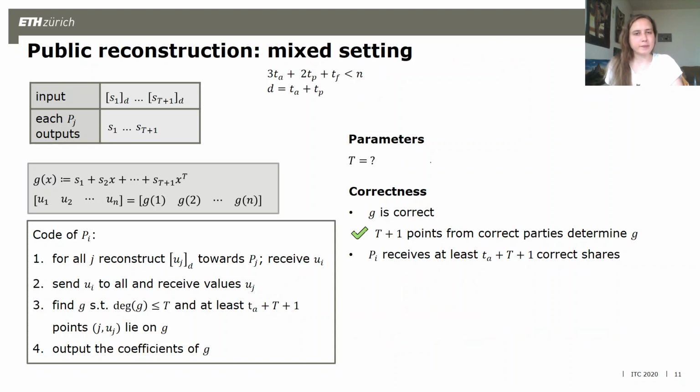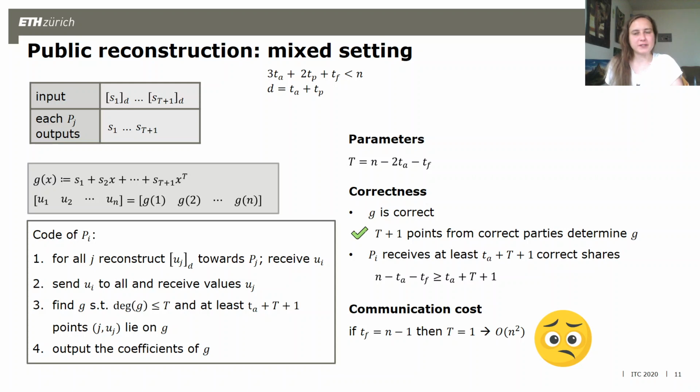Now, what about the mixed setting? So now we move to the mixed setting. Can we adjust t so that it still works? The first property of correctness still works, obviously. And for the second one, now P_i can only count on n minus t_a minus t_f correct shares. So you see that you don't have so many correct parties to distribute the work among. And so if P_i can only receive n minus t_a minus t_f correct shares, then the biggest t that we can choose is n minus 2t_a minus t_f. But this destroys efficiency, because if t_f is big, then this can be constant. For example, if t_f is n minus 1, then this results in t being 1. So we didn't gain anything better than the trivial solution of doing private reconstruction towards every party. So it seems that it doesn't work.